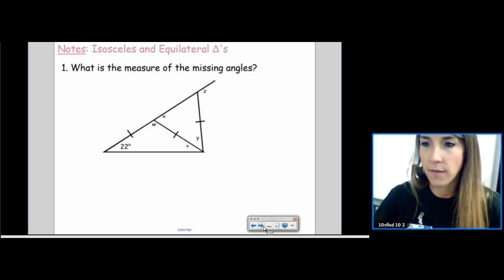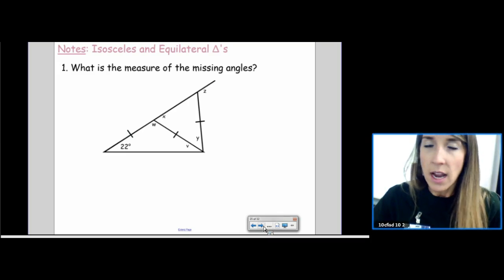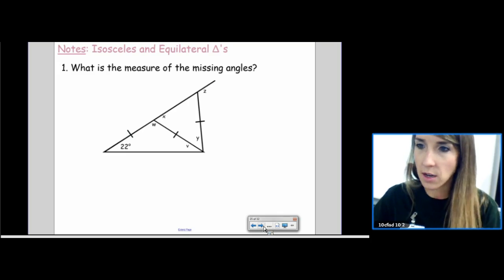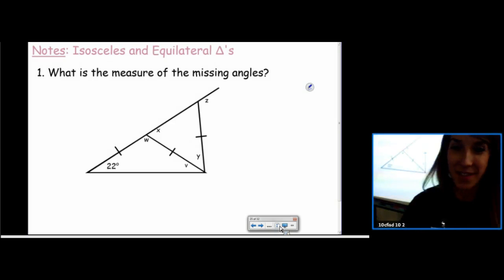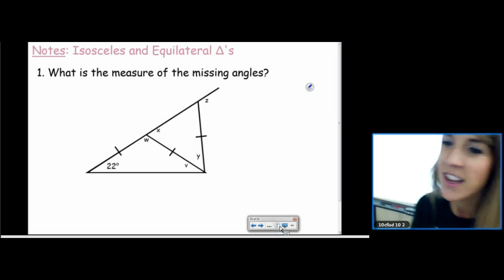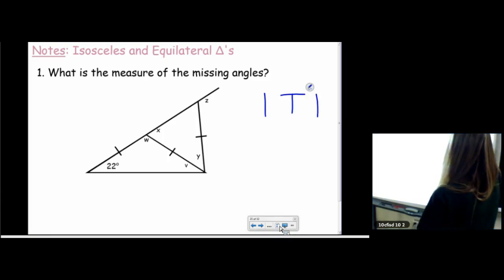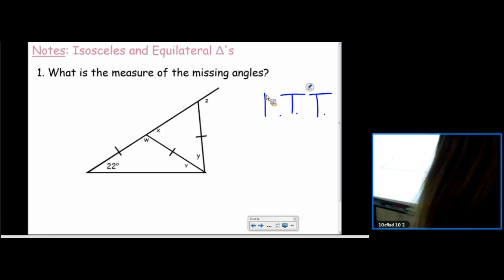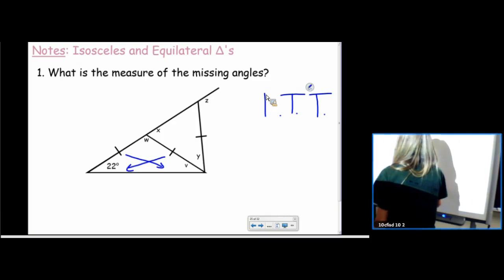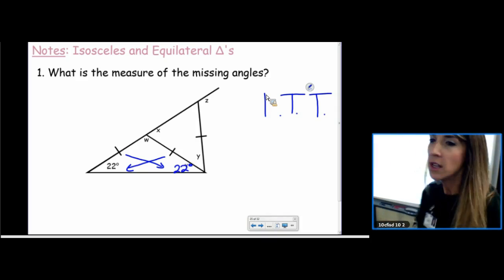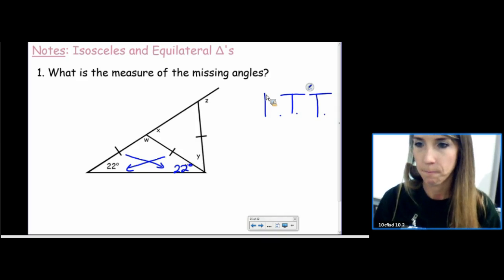Please find the measure of the missing angles. Because we're running short on time, I'm just going to start working this, and you can show me that you know how to do it in your homework. We're going to use a lot of theorems here, which is so fun. Let's start by using the Isosceles Triangle Theorem, the ITT. It says if two sides are congruent, then the angles opposite are congruent. So I've now already solved for an angle. It's 22 using the Isosceles Triangle Theorem.